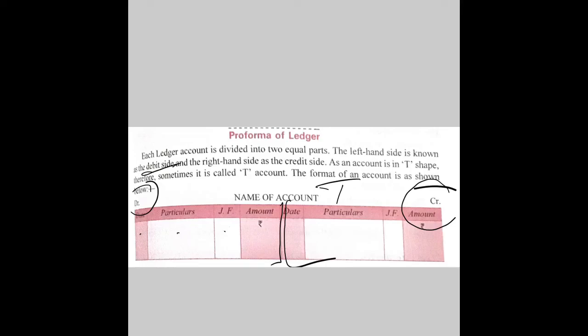Date, particular, journal folio, because firstly transactions are recorded in the journal, and after that from the journal we post the transactions into different ledger accounts. Here we write the journal folio. In the journal entry we make a column of ledger folio. Then amount. There are 4 columns on the debit side and 4 columns on the credit side: date, particular, journal folio, amount. This is the format or proforma of a ledger.